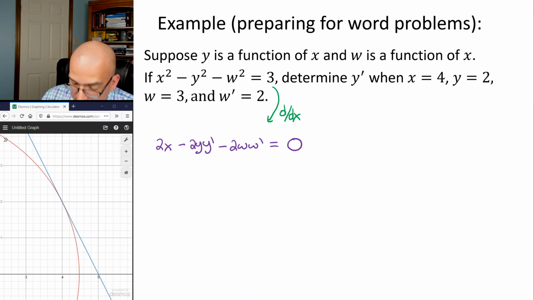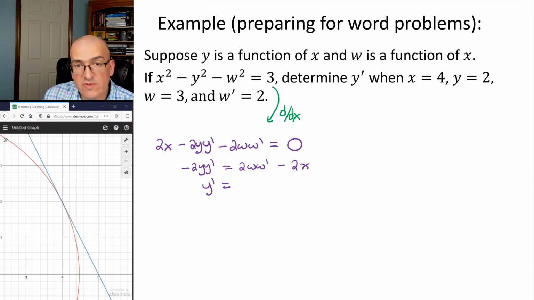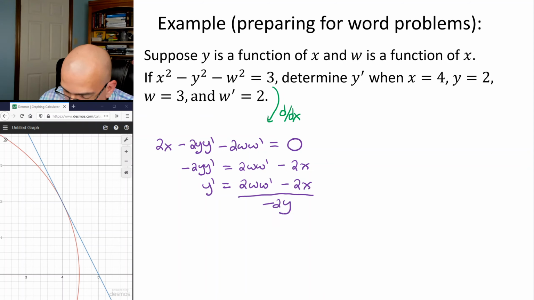I'm going to rearrange. Minus 2y y prime. I'm going to add 2w prime to both sides. And subtract 2x from both sides. And now we're almost there for isolating for y prime. We just have to divide both sides by 2y. 2w prime minus 2x divided by negative 2y.